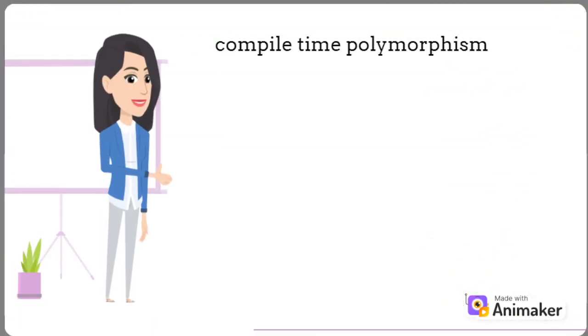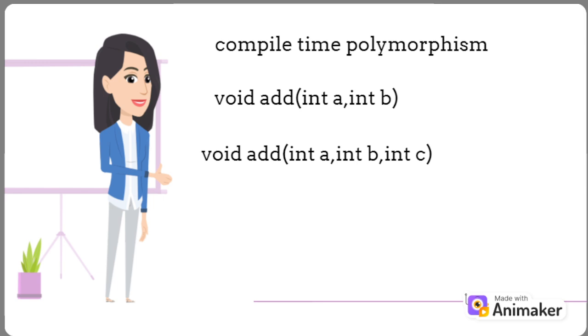Compile-time polymorphism, also known as static polymorphism, is achieved through method overloading within the same class. This allows multiple methods with the same name to exist, as long as they have different parameters. For example, in the same class, void Add(int a, int b) adds 2 integers. void Add(int a, int b, int c) adds 3 integers. The correct method is chosen at compile time based on the number of arguments passed. This enables flexible and readable code.